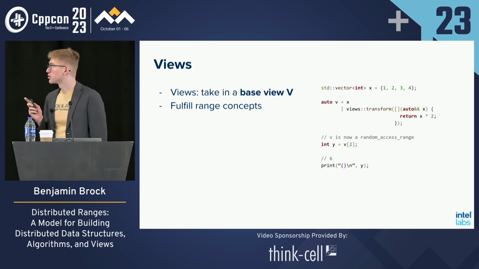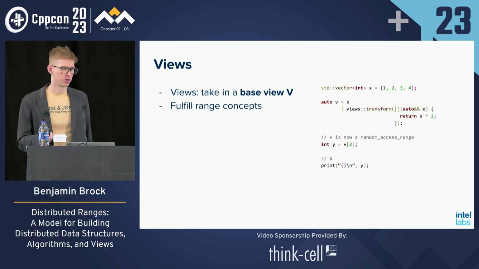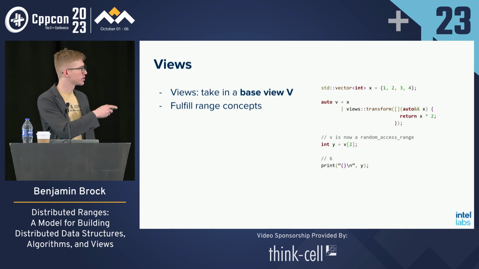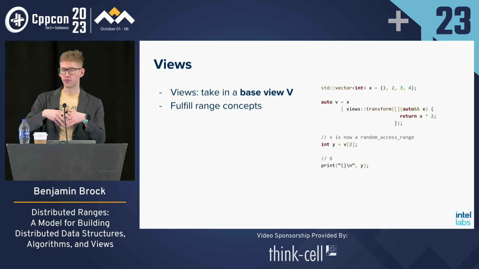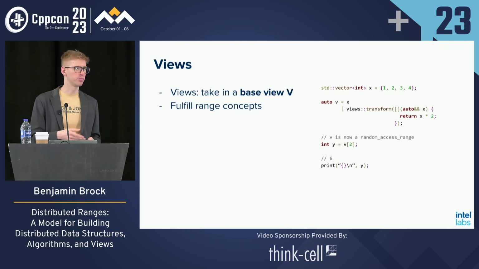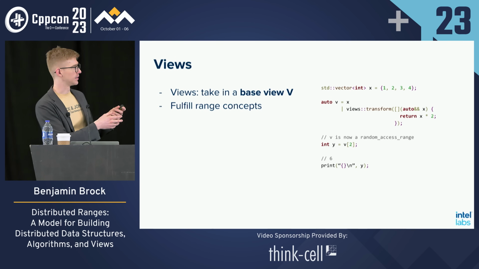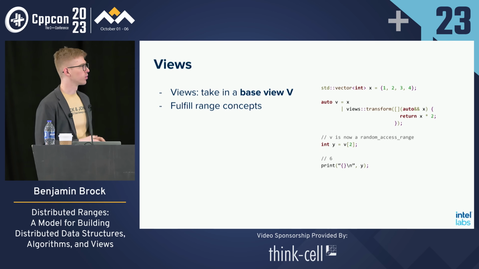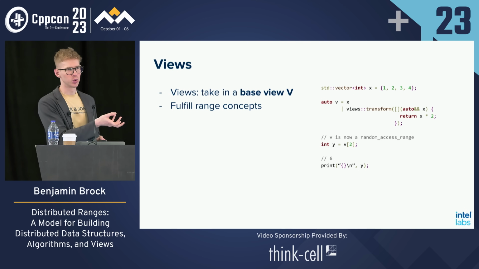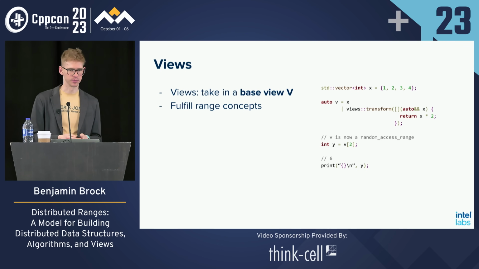Okay, now distributed views are particularly interesting, and I think are where this concept really proves useful. So a view in the ranges library, right, takes a base view, which we call V, and then provides a view of that object that fulfills the range concepts. Not all views have a base view, but for our purposes, where we're concerned about locality, we do care about specifically views where we take in a range and then transform it. So we want to know essentially if we have a transform view with some inputs, where does this transform view live? And if it's distributed, how is that data distributed?